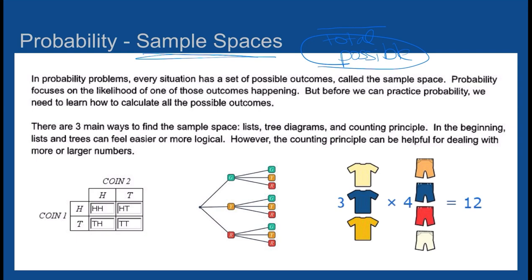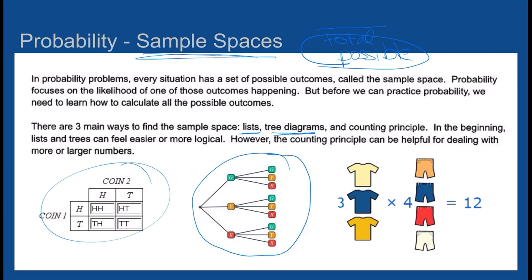You can create a list, and sometimes that looks like writing it all out. Sometimes you can do it like a table like that. You can make a tree diagram, or sometimes people call this a branch diagram, or you can use the counting principle. And we are going to look at all 3 of these ways, but we're going to focus mostly on the counting principle because especially as you get into bigger combinations, counting principle can be your best friend. But let's go all the way back to list.